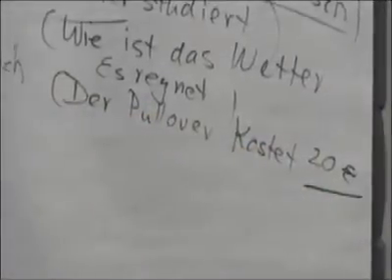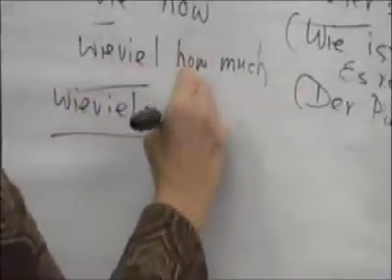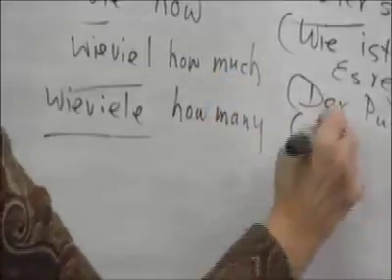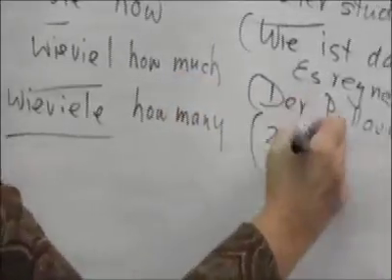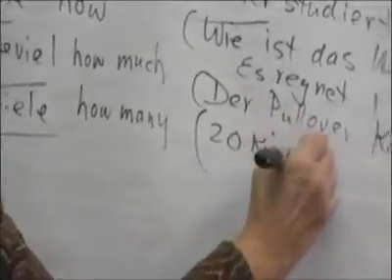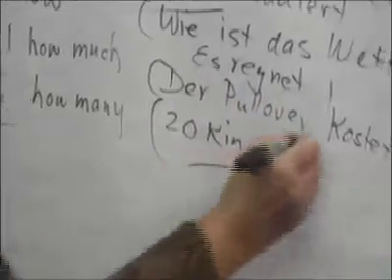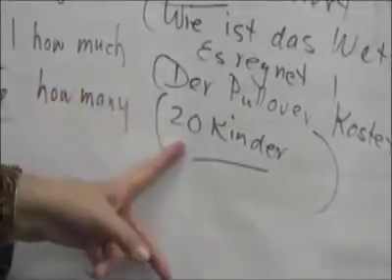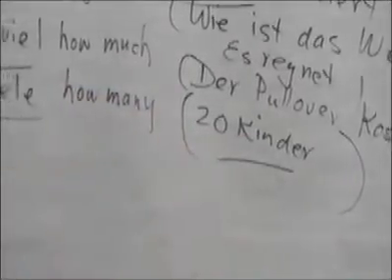The other word is wie viele. And that has an E on it and means how many. So we're talking about more than one, right? So if you say 20 children, 20 Kinder, the question would be, how many children, right? Wie viele Kinder? And the answer would be 20 Kinder.